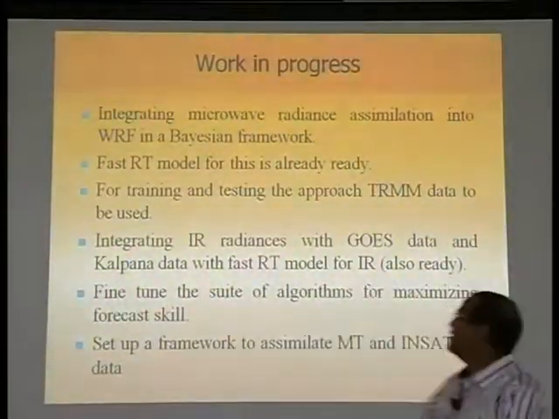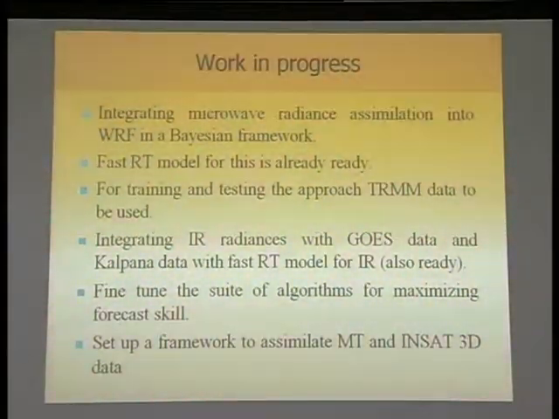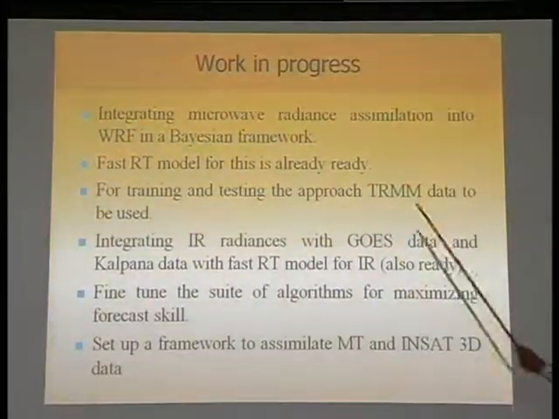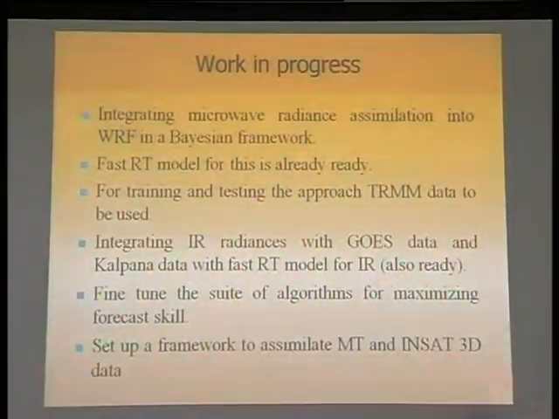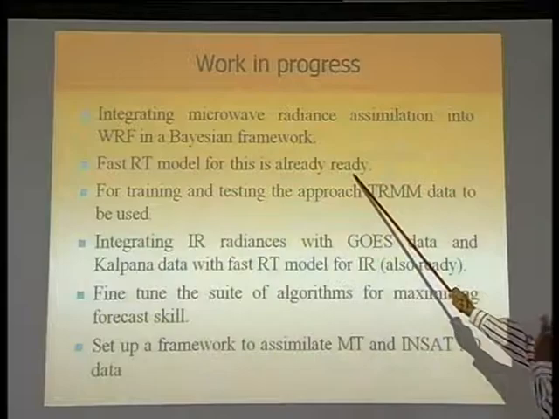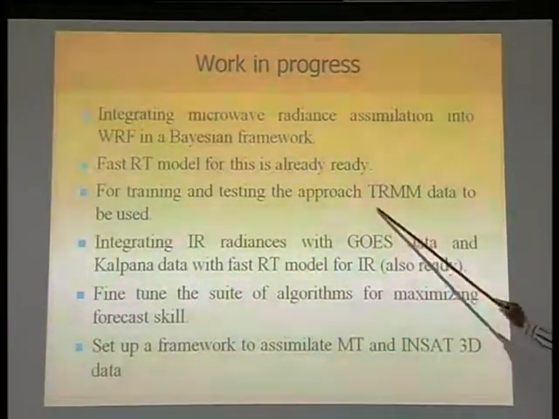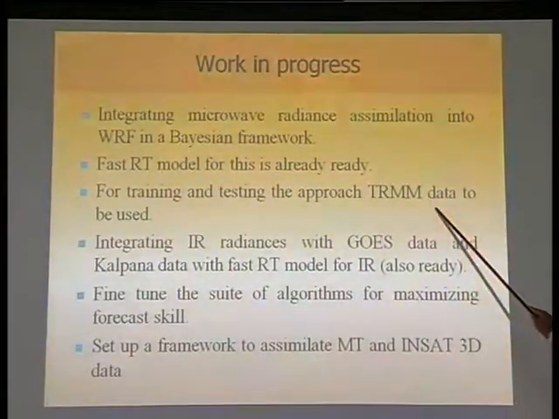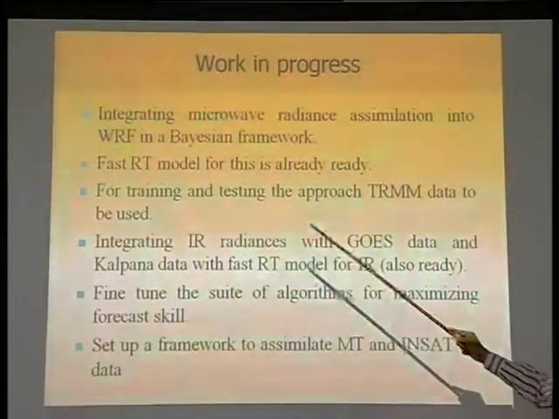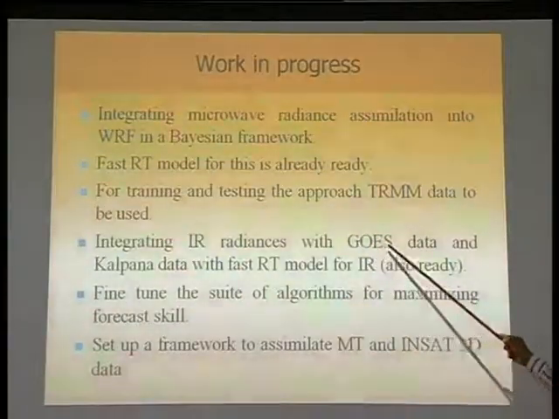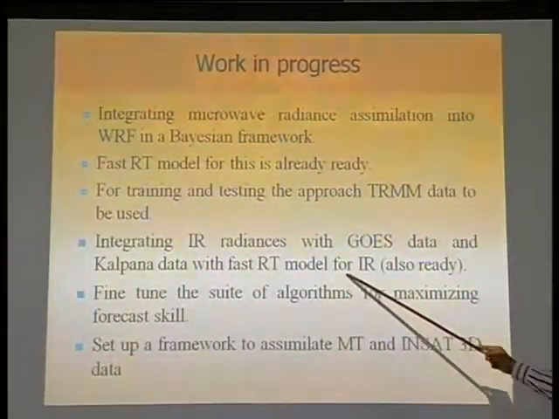So, integrating the microwave radiance assimilation into WRF in a Bayesian framework. The fast RT model for this is now ready, and it has excellent performance. The channel-wise RMSE is less than 1 Kelvin. For training and testing this approach, TRMM data will be used. We are also integrating IR radiance with GOES data and Kalpana data with the fast RT model.